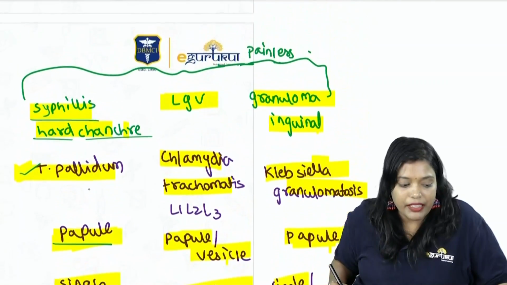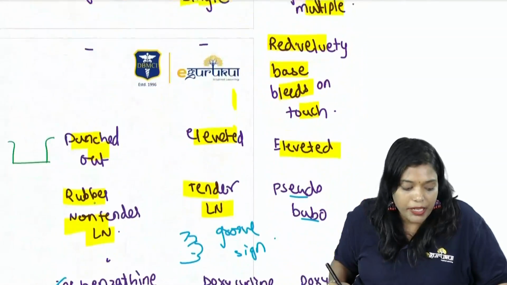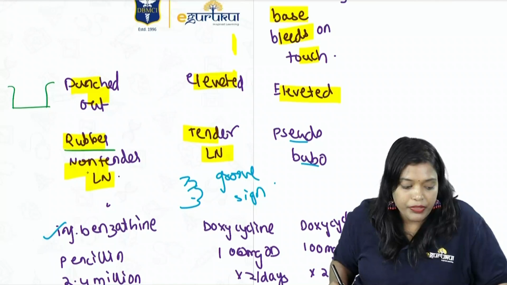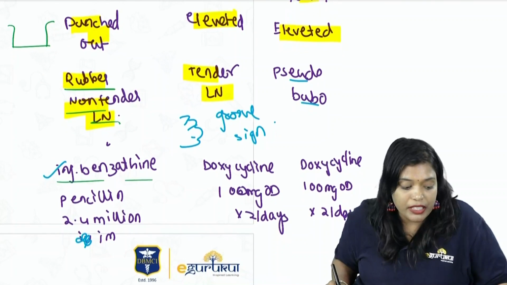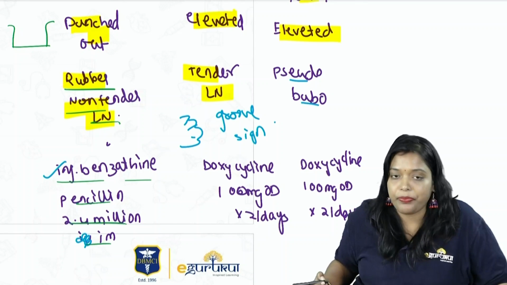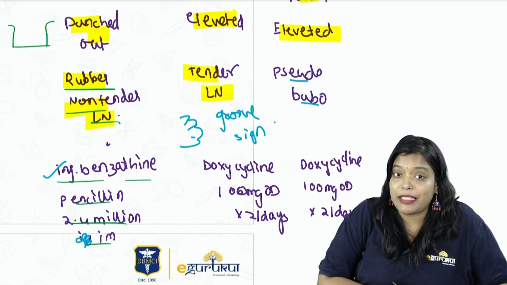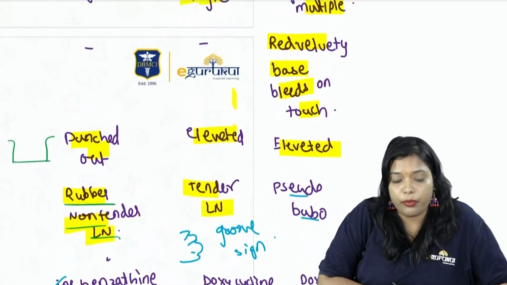In syphilis you'll usually have rubbery and non-tender lymph nodes. So drug of choice is injection benzathine penicillin 2.4 million units IM.